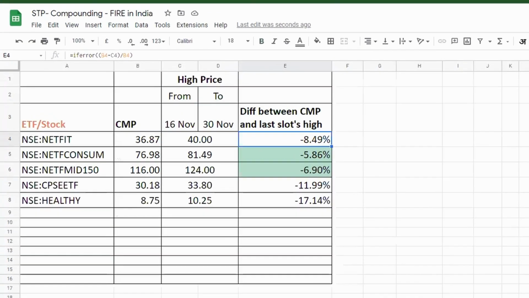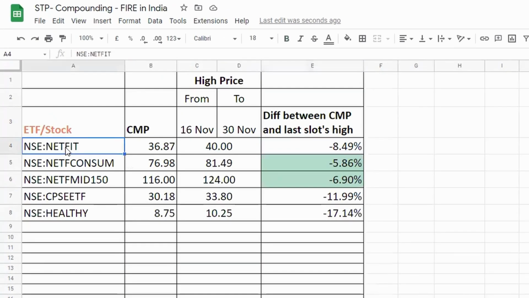Then next, you have got the STP Screener. So here you can put the stock code or the ETF code in this format, NSE colon, and then the stock's name or ETF's name. Only this value has to be input by you. The rest of the values are being pulled by Google Finance formulas.